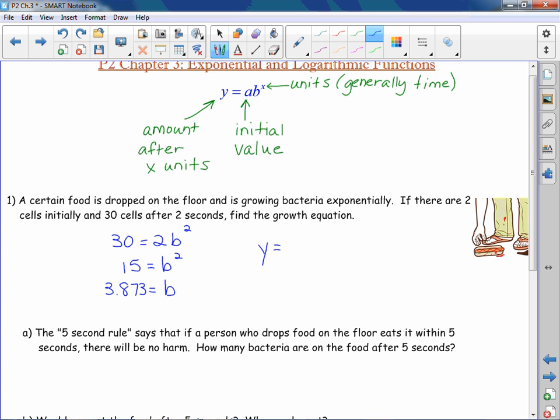So our growth equation is going to be y equals 2, gets to stay. It's just the x and the y that are going to be variables. So 2 times 3.873 to the x. X and y are still your variables. You just replace the a and the b. Do you not combine 2 and 3.87? No, you can't, because the x is only for the 3.873.